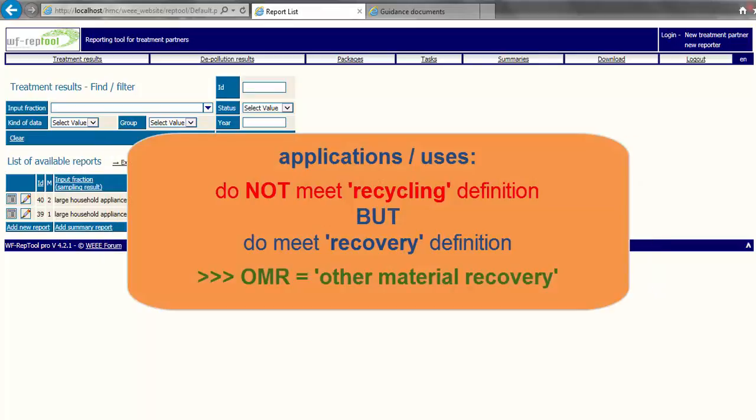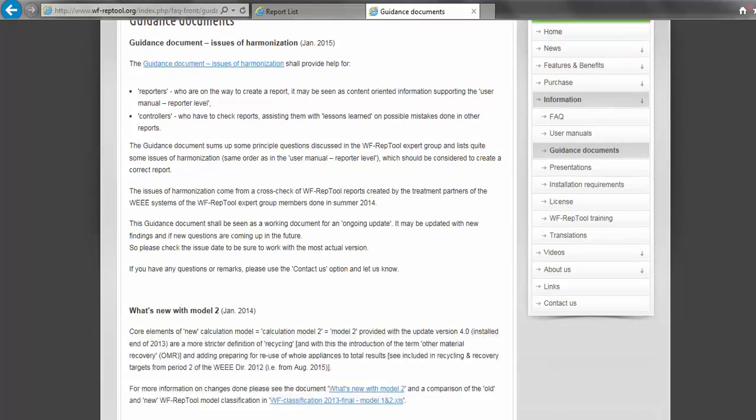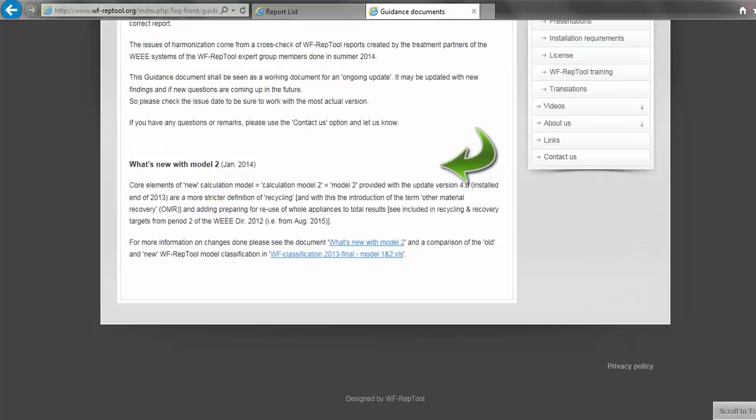For uses of wastes which do not meet the recycling definition, but which are in the recovery definition, we inserted the interim term of OMR, Other Material Recovery. Again, please see the guidance document What's New with Model 2 on this.